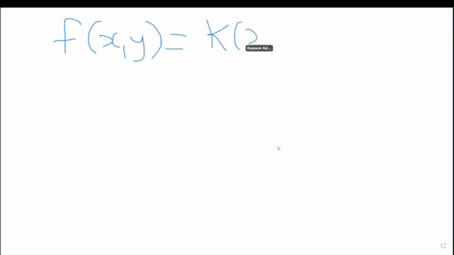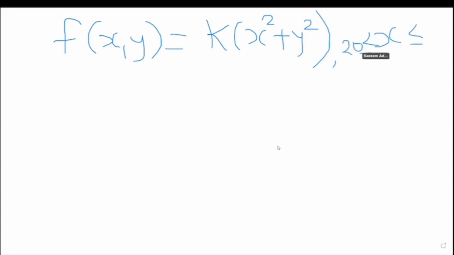Okay, so what I basically want to do now, don't forget, you have f of x, y given as k times (x squared plus y squared). And of course the range of x is from 20 to 30, and the range of y is also the same. Don't forget, we're talking about the pressure in tires, both the left tire and the right tire, and of course we expect them to have the same state space.